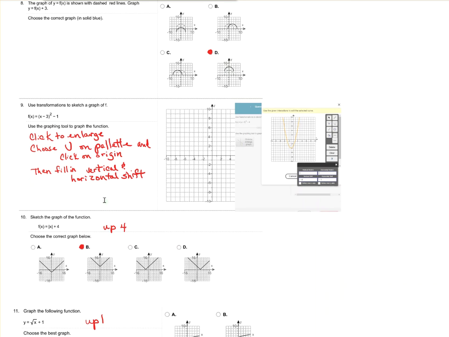So to do the graphing tool, we have to do a couple of things. So we have x minus 3 squared minus 1. So we have a horizontal shift and a vertical shift. When you get your original thing, it'll say click to enlarge graph. Go ahead and do that. And then this is a quadratic, so we'll go here and choose the quadratic tool and click on the origin. When you click on the origin, this palette will come up. So in this palette, you do have the vertical shift here and the horizontal shift here.